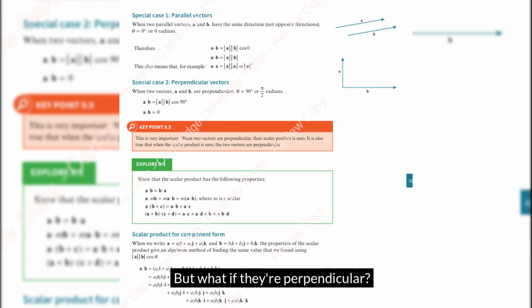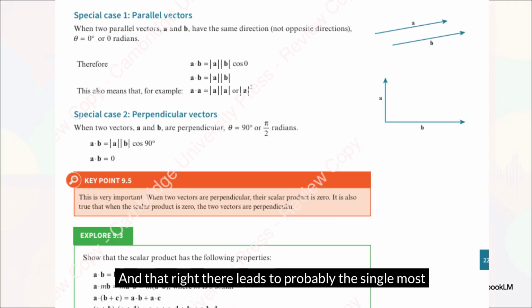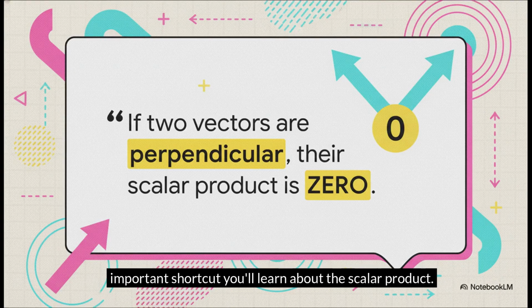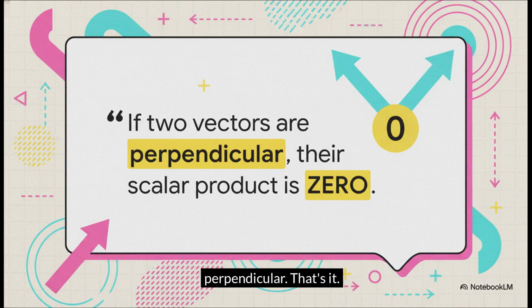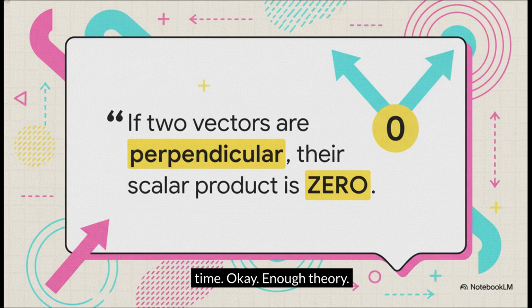But what if they're perpendicular? The angle is 90 degrees, and the cosine of 90 is 0. See where this is going? And that right there leads to probably the single most important shortcut you'll learn about the scalar product. If the dot product of two vectors is 0, it means they are perpendicular. That's it. This is a massive deal. It's a test you are going to use all the time.